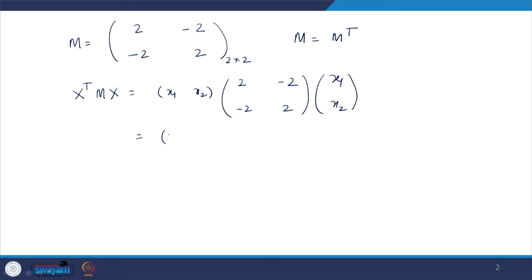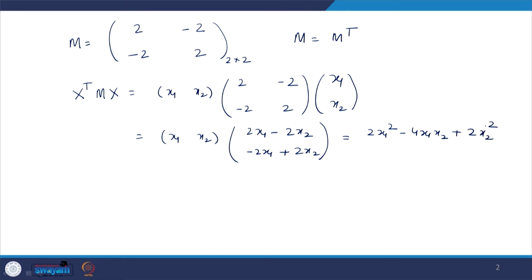So, this is nothing but x1 x2 and this is 2x1 minus 2x2, and minus 2x1 plus 2x2. By the matrix multiplication, it is 2x1 square, and x2 multiplied by this row and this column gives 2x1x2, 2x1x2, that is minus 4x1x2, plus 2x2 square. So, this is nothing but 2 times (x1 minus x2) whole square, which is always greater than or equal to 0 for every (x1, x2) belonging to R2.